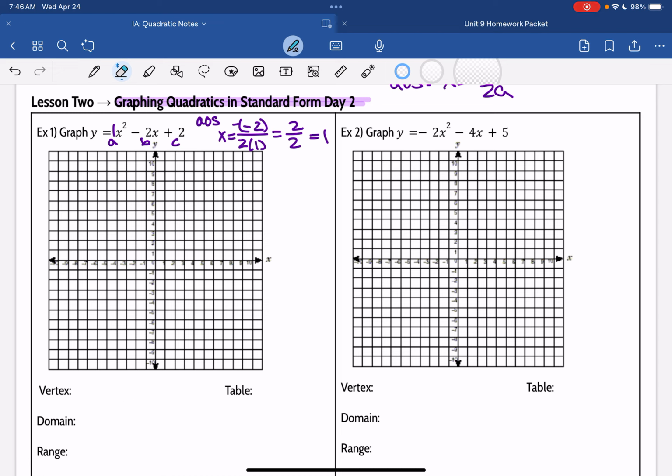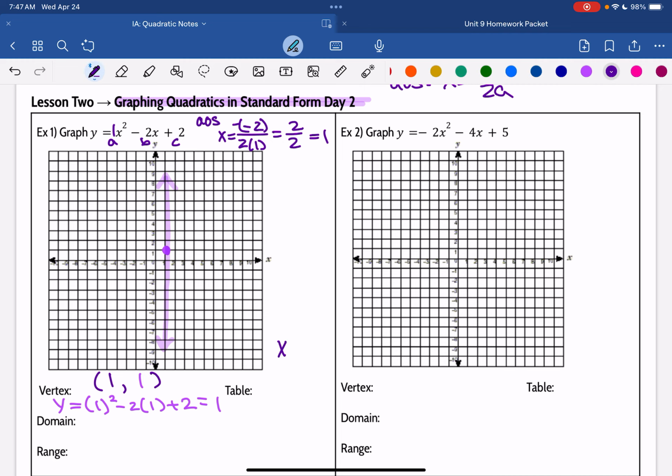I'm going to write that a little bit smaller so I can fit my solving in. So we have y equals 1 squared minus 2 times 1 plus 2. Plug that in your calculator. So I get 1. So that is my vertex, 1, 1. So we can put that on our graph right now if we want to. We could even draw in that axis of symmetry right away because we know that's our axis of symmetry, that's our vertex.